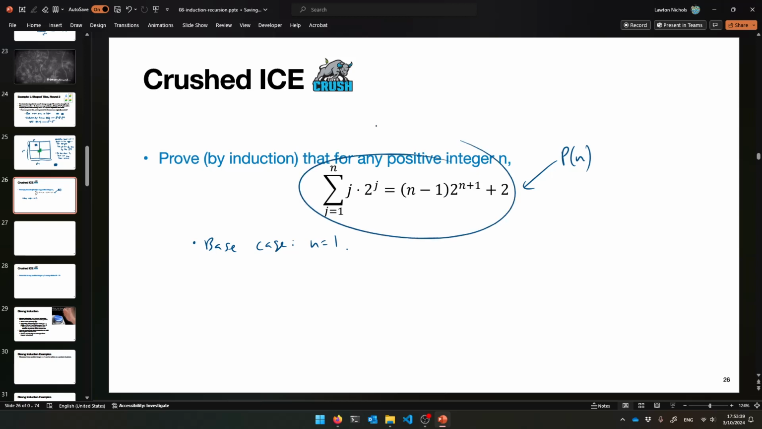And so I have to show, plugging in 1 for n here, I have to show that the sum of all the j's from 1 to 1 of j times 2^j is equal to n minus 1.